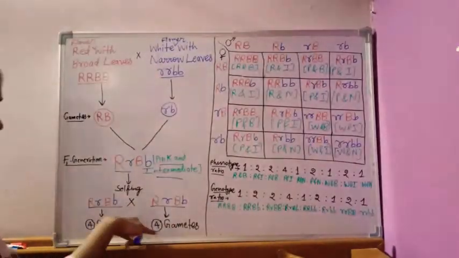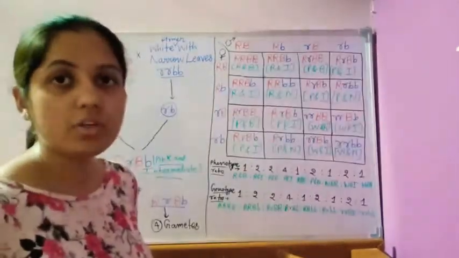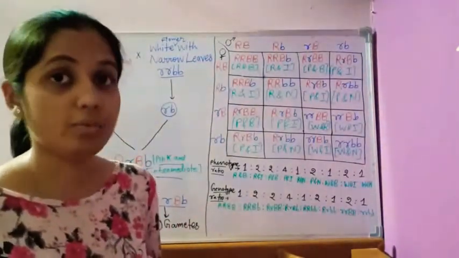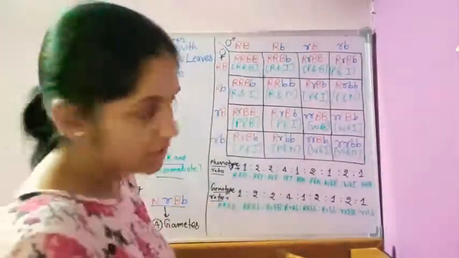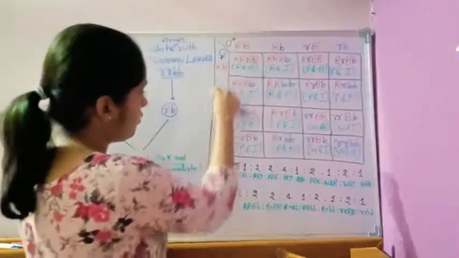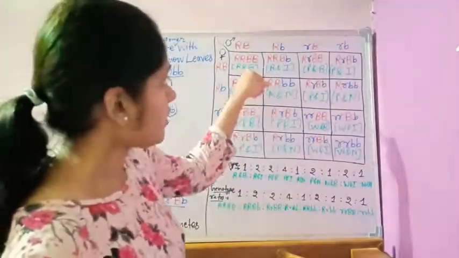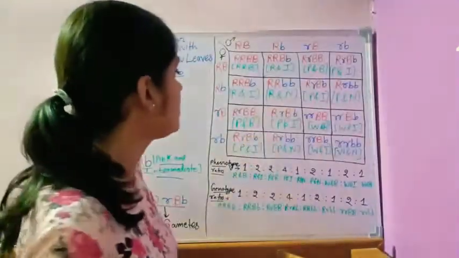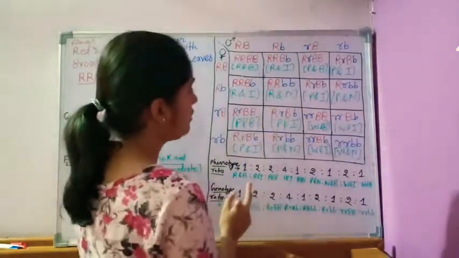Then we form the gametes. I have already discussed the gamete formation method, the forking method and the formulas. Then we get the F2 generation. In this F2 generation, you see the 4 gametes and here the 4 gametes. Then we form the checkerboard or Punnett square, in which you can see the phenotype and genotype.